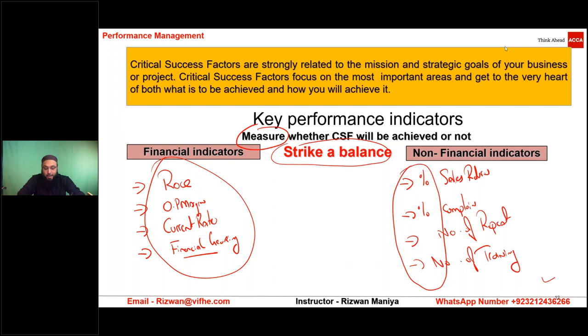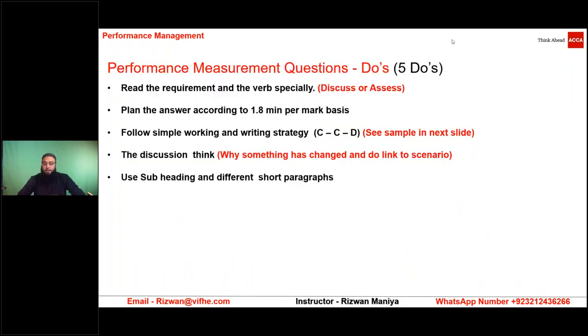Okay, perfect. Now let's move towards a very good guideline, because today my focus will be on techniques. As you saw in the previous analysis, financial and non-financial has been tested 19 times out of 30 attempts in your exam, which means you should have a strategy to deal with this area very well. So I'm giving you the best tips here.